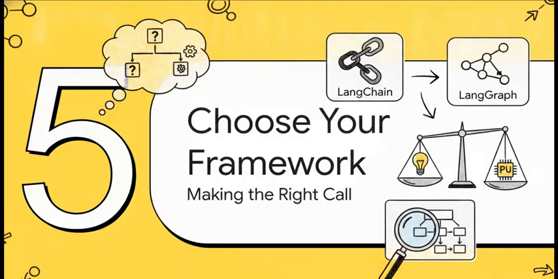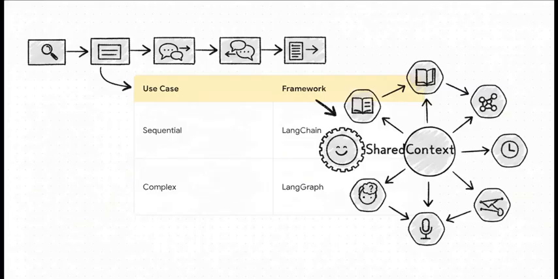Let's bring it all home with Section 5, choosing your ideal framework, making the right call for your project. So how do you actually decide between the two? Well, if you are building an exact sequential process, like, say, retrieving a document and translating it, LangChain is absolutely your best bet for pure efficiency. But if you're building a virtual assistant that needs to remember context across long, really unpredictable conversations, LangGraph's specialized wheelhouse is exactly where you want to be.